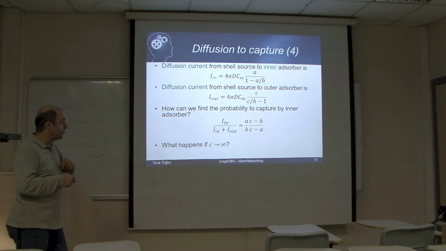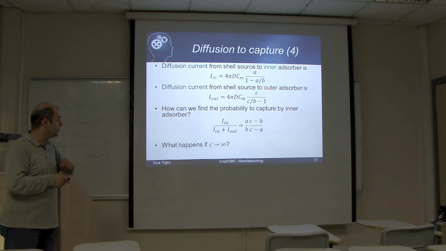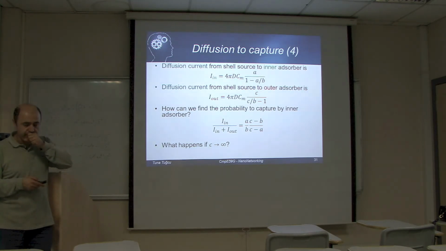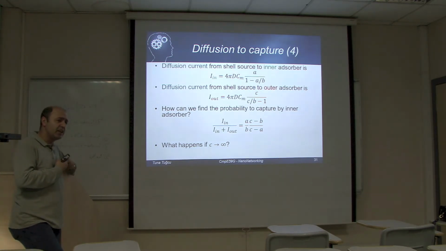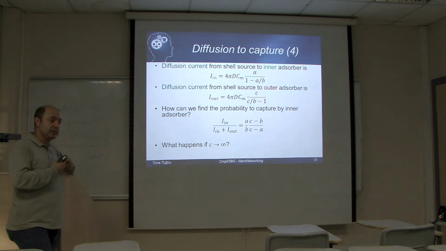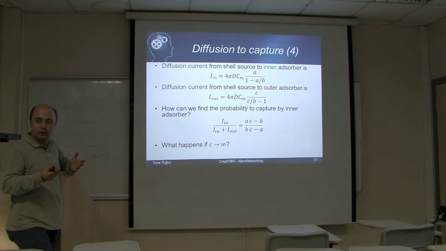So how can we find the probability of capture by the inner adsorber, which is, as I mentioned earlier, our target cell? That would be inward current over all current. That would be the ratio. Because only the ones that are coming towards A would be the ones that would be received. Those that go outward would not be received. So you can find the probability that way. Okay? So you can find it as in here. Just divide them and you will get this.